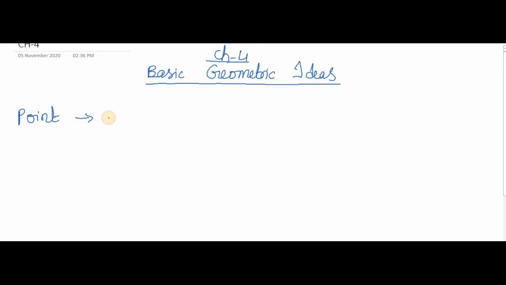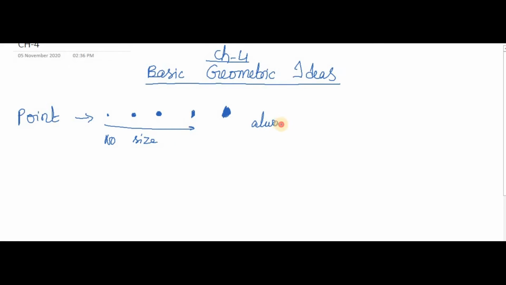So a point is nothing but like a dot. It may be a smaller one, or it may be a bigger one, or it may be in this shape, or in this also, like this, even a big circle also. So by seeing this you can easily understand that there is no particular size.